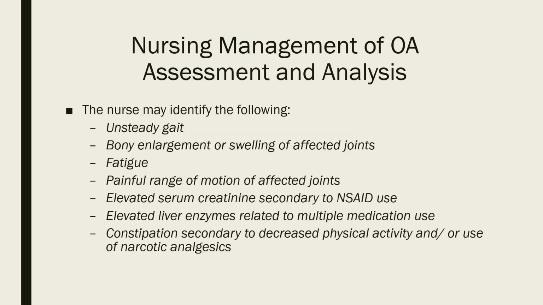So, nursing management of osteoarthritis. The nurse may identify the following: an unsteady gait, bony enlargement or swelling of the affected joint, fatigue, painful range of motion of the affected joint, an elevated serum creatinine level secondary to NSAID use, elevated liver enzymes related to multiple medication use, constipation secondary to decreased physical activity and or the use of narcotic analgesics.